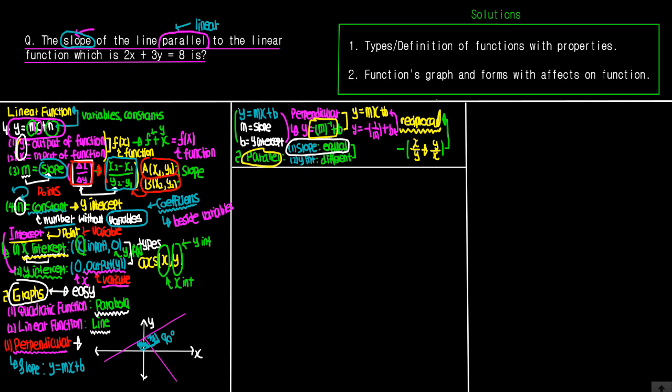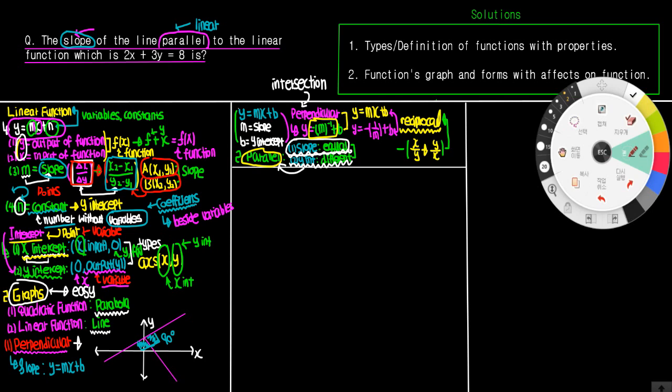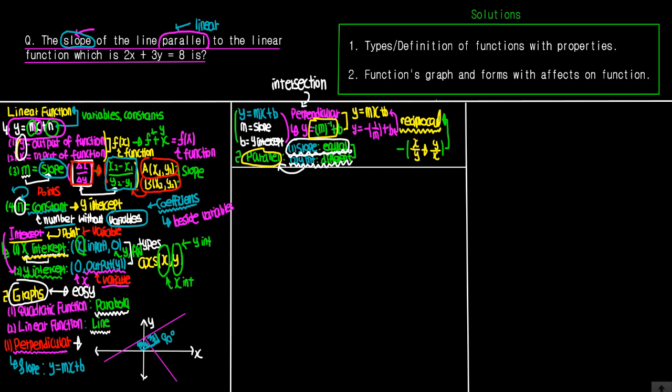For our parallel line, unlike the perpendicular line, which intersects at the y-intercept, the slope of our linear function should always be equivalent. The only difference will be our y-intercept. Our y-intercept should always be different in order to make the parallel line. This is what we learned in the last video to approach this question, and using this information, we'll be able to approach our question.